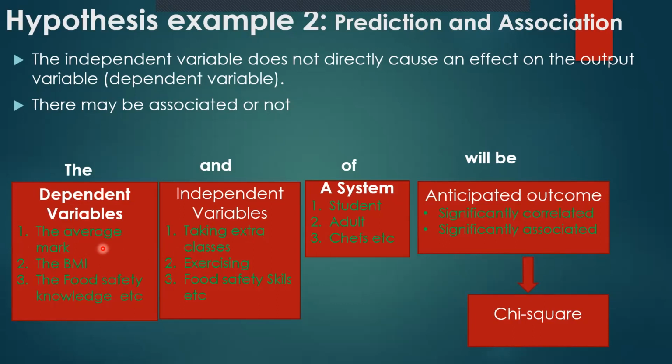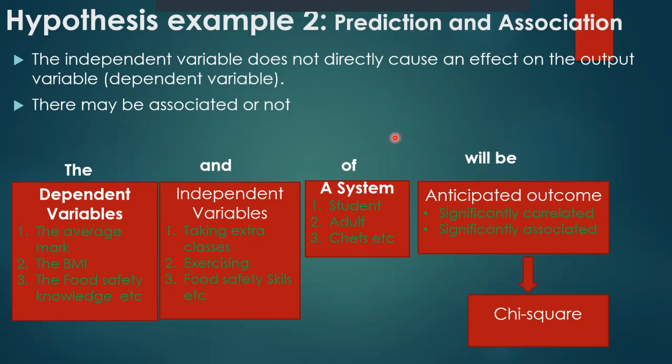So we are looking for association. So if it's not a cause-effect relationship, then you are betting on a prediction or an association. So we can predict that taking extra classes can increase your average mark. So prediction and association: if you use the word predict, then the type of data analysis that you are going to use becomes regression. But if you use association, then you can use correlation or chi-square. So it just depends on what you're looking for in your research objective.